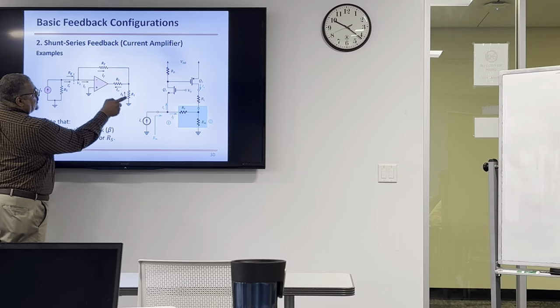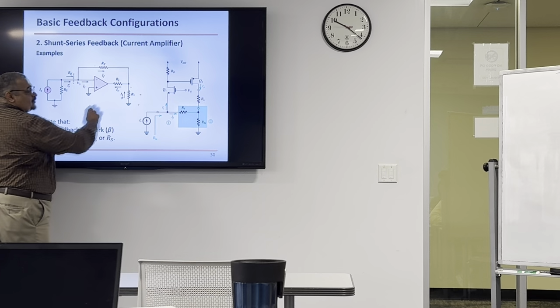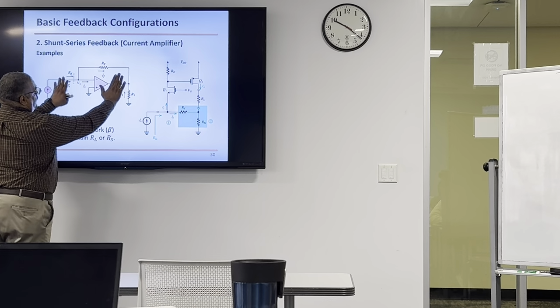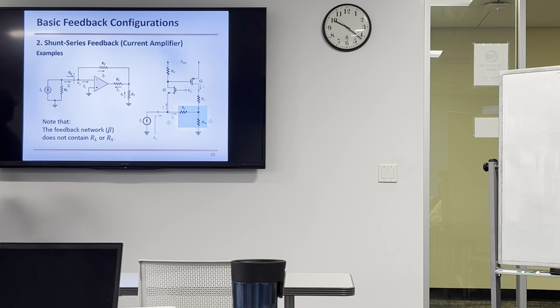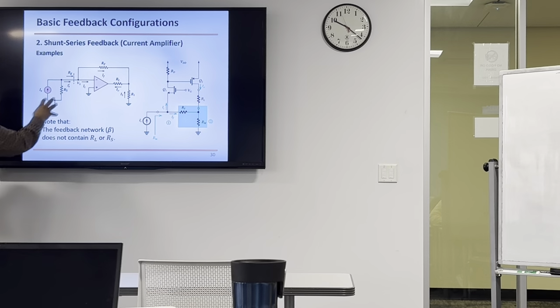Is it these three resistors? No, it's just RF and R1. Okay, this is not part of beta. Beta is the network that connects the output to the input, right? Of course, this one is not included in beta because it's in the input only, right? This is not a feedback component.